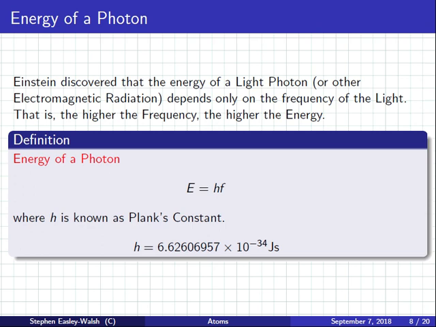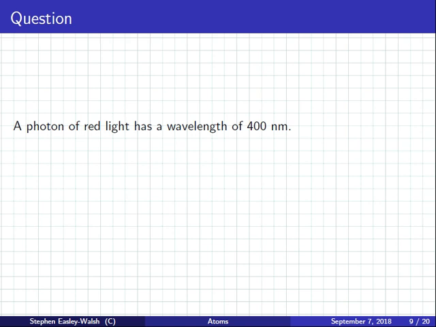Okay, so here's a very simple question. You have a photon of red light which has a wavelength of 400 nanometers. And my question is, what's the frequency? So what formula would give us the frequency here? Yeah? Don't be shy. What is it?